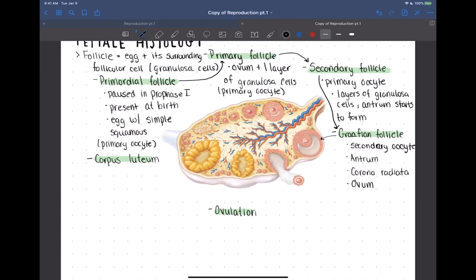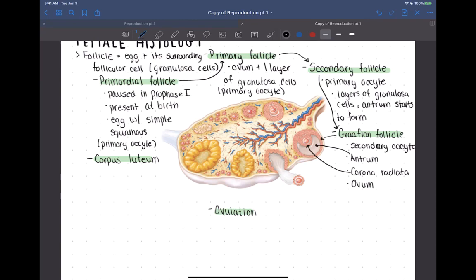So this is now our haploid cell that is entering meiosis 2. So it contains a secondary oocyte. You can tell you're looking at a Graafian follicle because it's going to have this big space in the middle. That's called the antrum. Then you have your secondary oocyte surrounded by this layer of cells called the corona radiata. That's just a radiating crown, this crown around that ovum, that oocyte. And then you have the ovum in the middle. So that's the Graafian follicle.